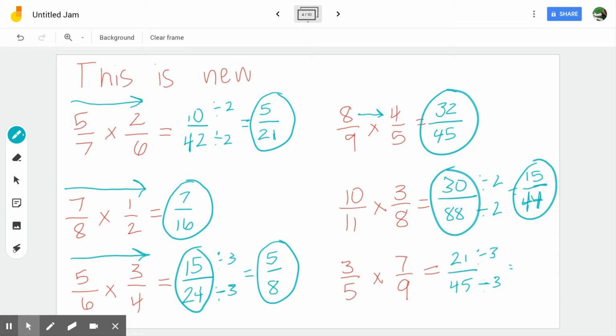21 divided by 3 is 7. We actually just went back on that one. And 45 divided by 3 would be 15. Hopefully you got that. Again, I'd be okay with either of those answers.